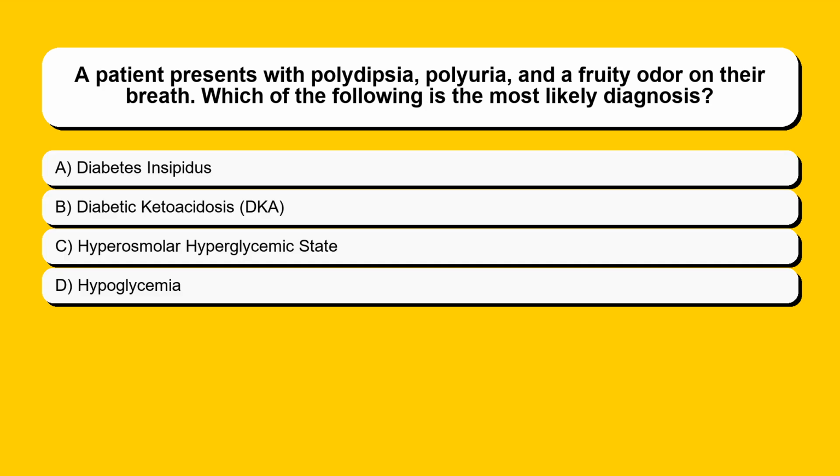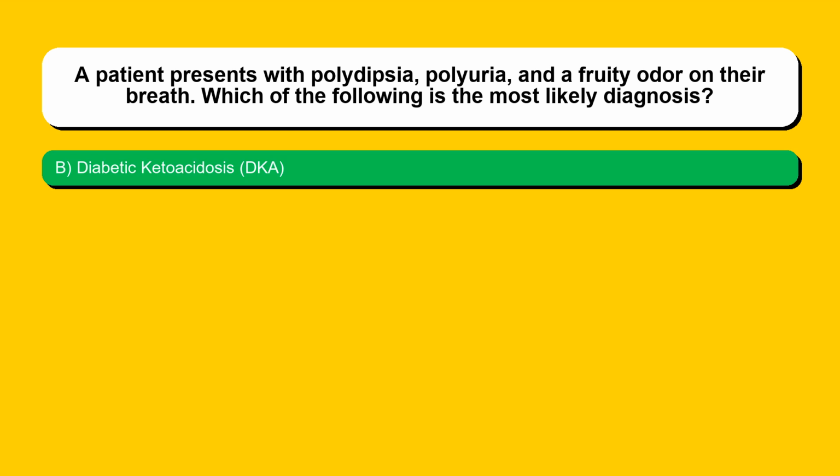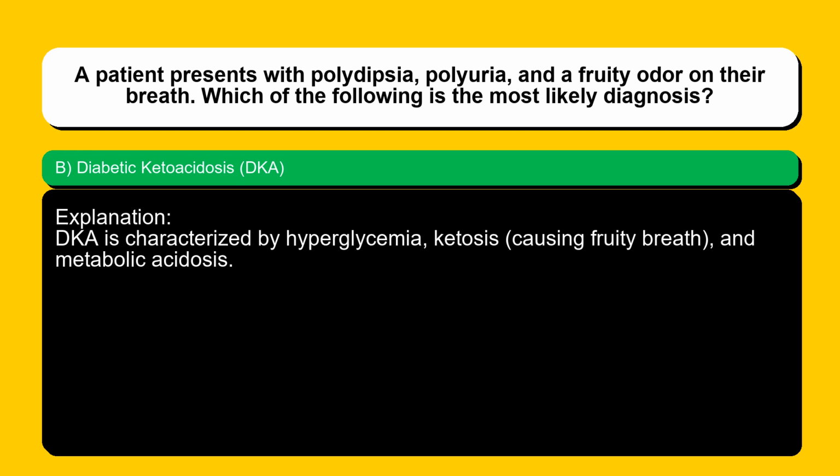Question 9. A patient presents with polydipsia, polyuria, and a fruity odor on their breath. Which of the following is the most likely diagnosis? Option A, diabetes insipidus. Option B, diabetic ketoacidosis, DKA. Option C, hyperosmolar hyperglycemic state. Option D, hypoglycemia. The correct answer is option B, diabetic ketoacidosis, DKA. DKA is characterized by hyperglycemia, ketosis, causing fruity breath, and metabolic acidosis.